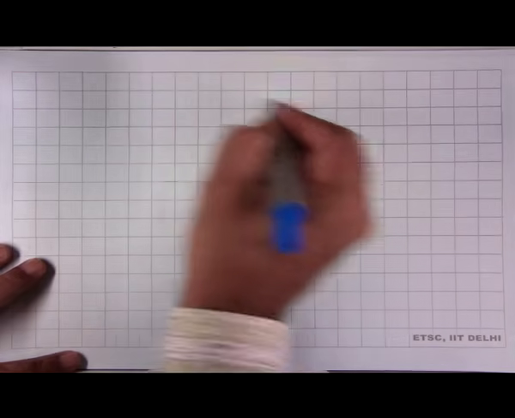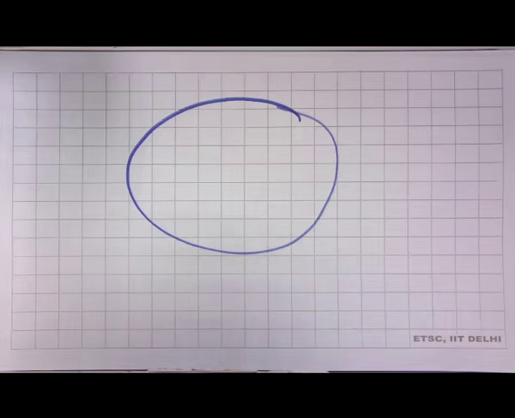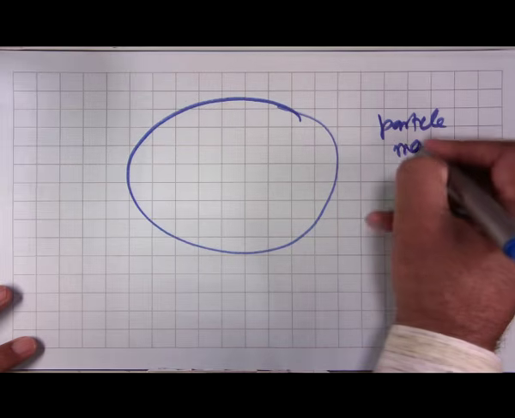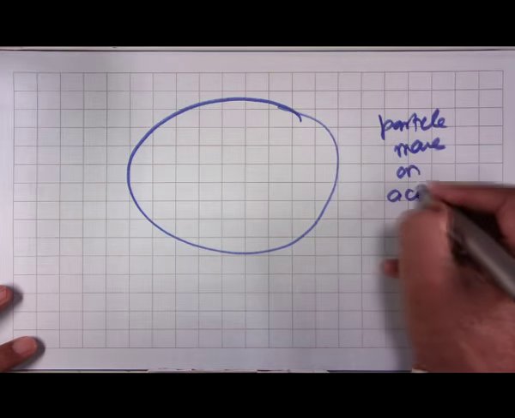Then a second case which we see is, if a particle moves on a circular path.